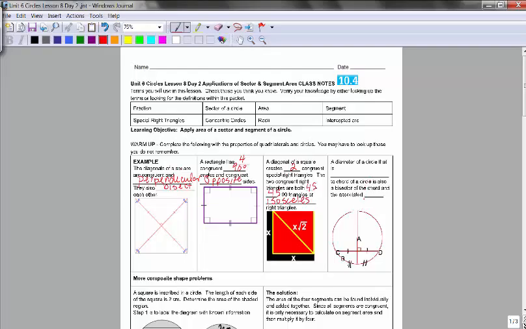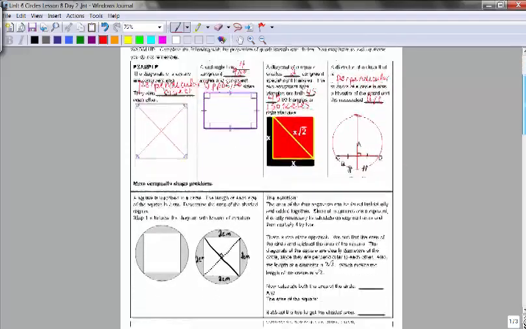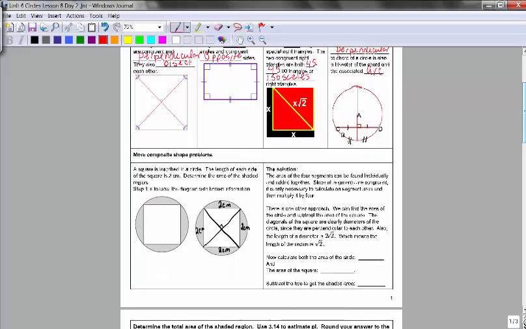And then something from earlier on in this unit: a diameter of a circle that is perpendicular to a chord of a circle is also the bisector of that chord and the associated arc. So again, we're going to have a bunch of composite shapes today.